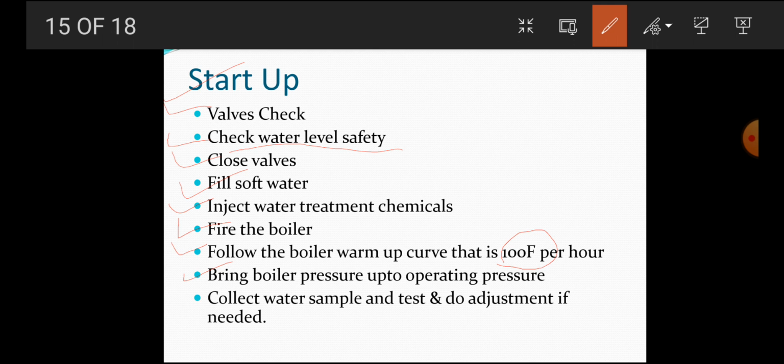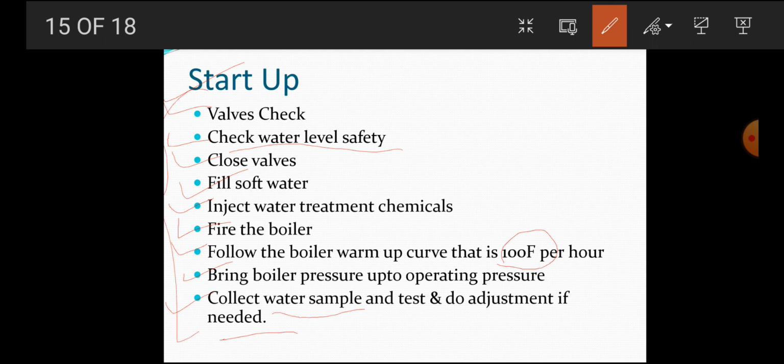And the last step is to collect the boiler water sample and test it for proper chemical concentrations. So proper chemical concentrations need to be tested and adjusted if needed. If any adjustments are needed, we need to adjust them. So these are the steps which we need to follow for boiler startup.